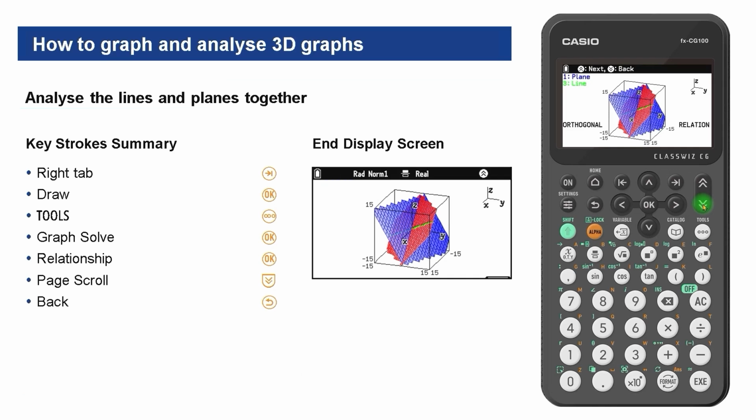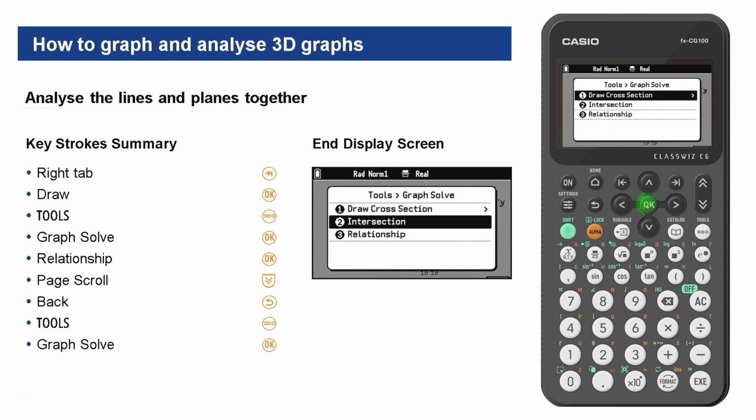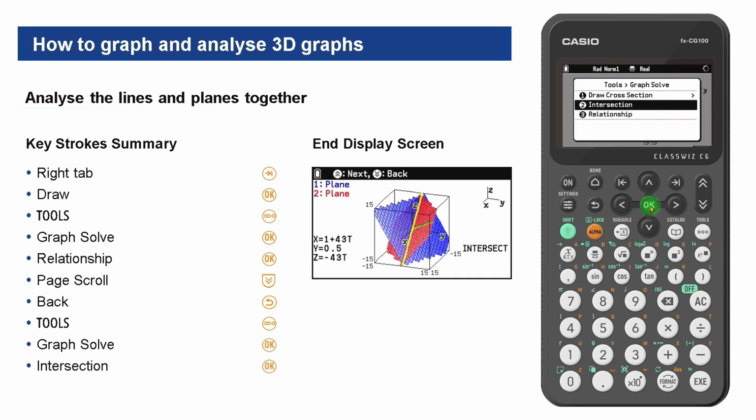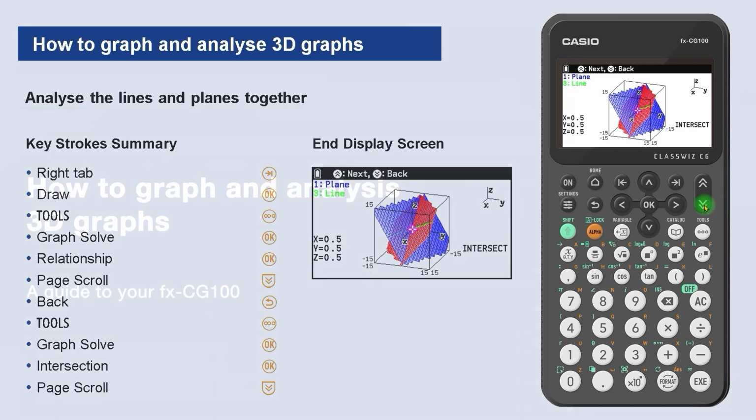Now press back to complete analysing the graphs. Press Tools and Graph Solve, then Intersection. The line and plane 2 are coincident as the line lies on the plane. Page scroll to find the intersection point with plane 1. Parallel line and plane would show not found.